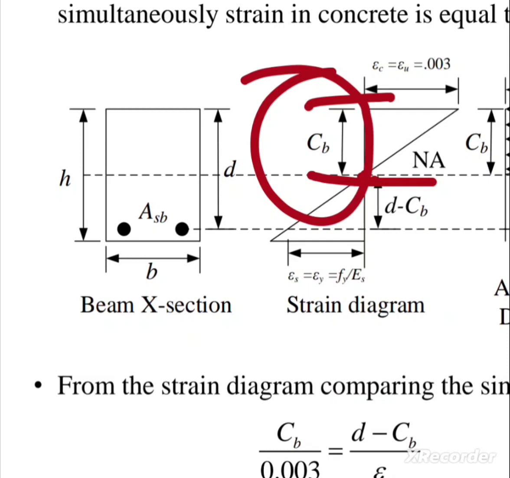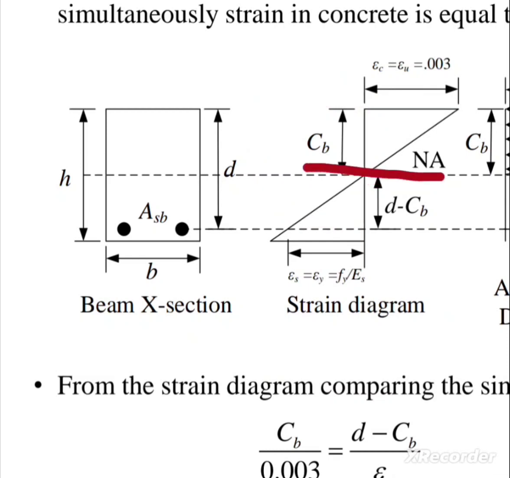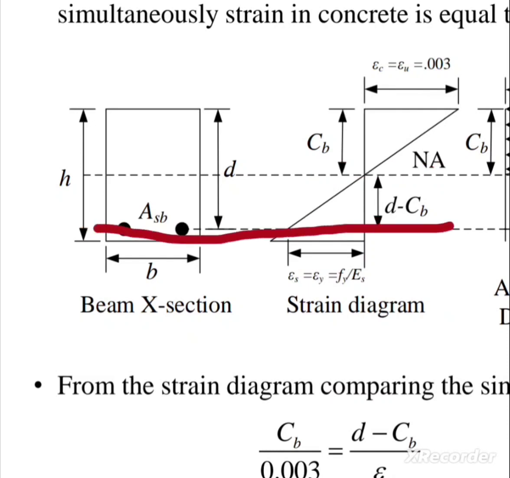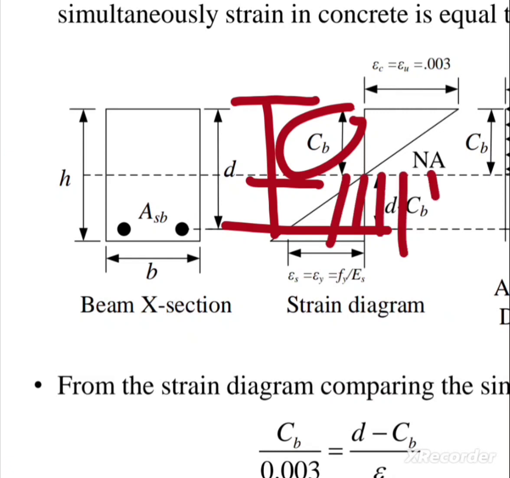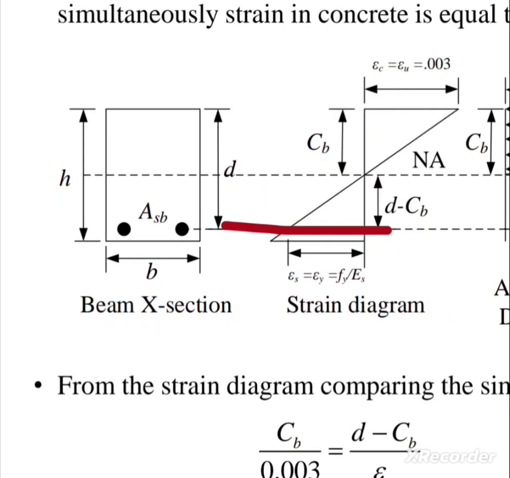We only assume these values for taking the general formulas for a beam, which will be used in designing of a beam. So the distance from the neutral axis to the upper fiber will be CB. Now I'm interested to find the distance from the neutral axis to the center of the steel. So the distance from the center of the steel to the neutral axis will be d minus CB. How does it come? Since the distance from the center of steel to the upper fiber is d, if I subtract CB from d, I will get this distance. So this distance will be d minus CB.